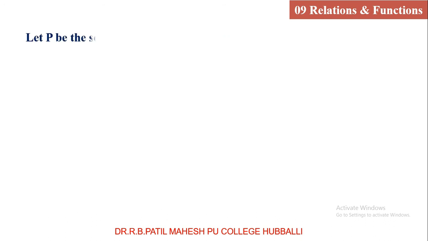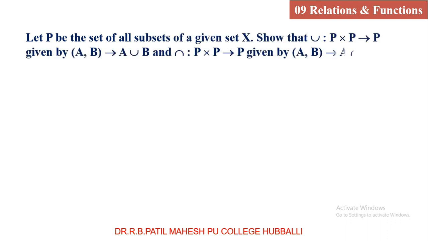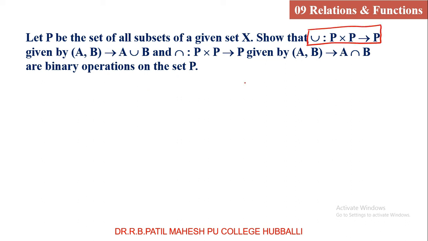Let P be the set of all subsets of a given set X. Show that union from P cross P to P given by (A, B) implies A union B, and intersection from P cross P to P given by (A, B) implies A intersection B, are binary operations on the set P. Dear students, the first operation here is union. So union from P cross P to P.